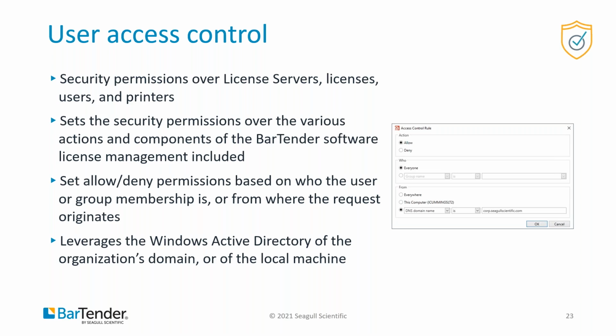It sets the security permissions over the various actions and components of the BarTender software, including the license management. As you can see there in the screenshot, you can set allow or deny permissions based on who that user is. So it could be everyone, a particular user, or a particular group. And it can be from where the request originates. It can be from everywhere, from a particular computer, or a particular domain, etc.